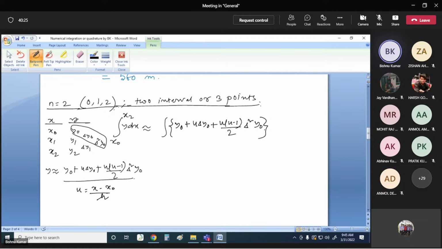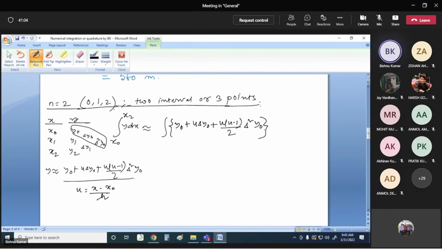After doing this calculation, with the help of u, you have to do this integration. So y0 u plus u square by 2. Because here I don't need the difference values, I need simply the y ordinates, you just write del y0 in terms of y1 minus y0. And what is this integration with respect to u? u square minus u means u cube by 3 minus u square by 2, divided by 2. And what is del square y0? That is y2 minus 2y1 plus y0.